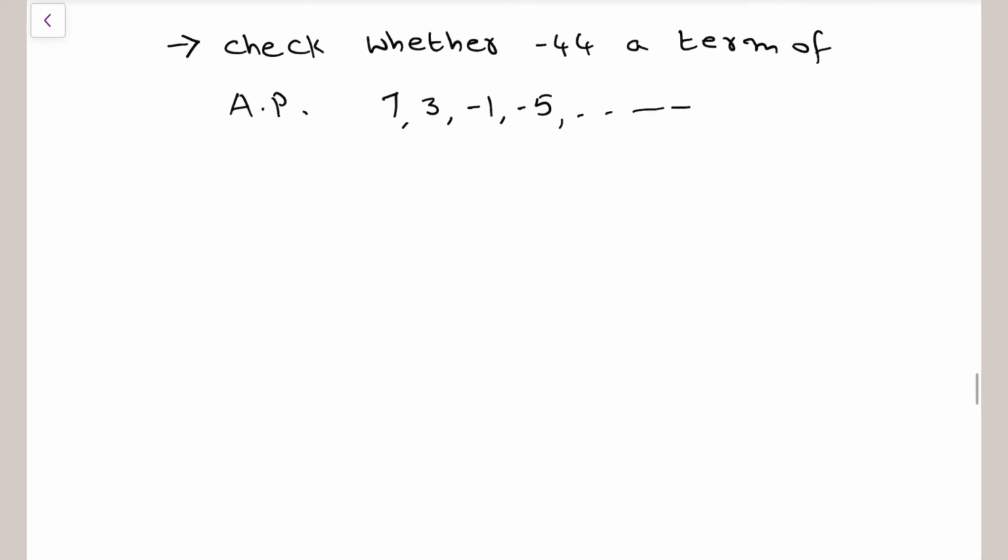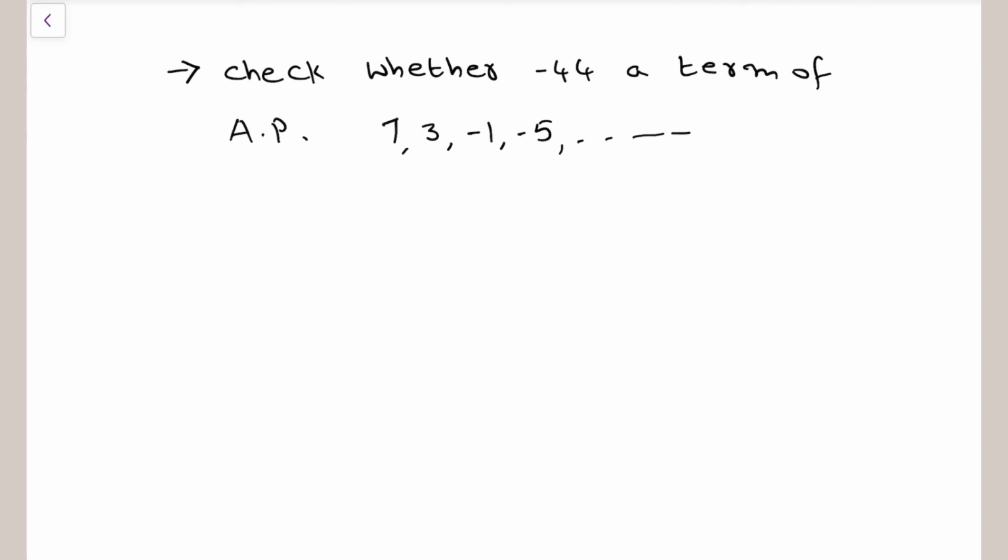Next, check whether minus 44 is a term of the given arithmetic progression 7, 3, minus 1, minus 5. Whenever they are asking to check whether a term is there or not in an arithmetic progression, the formula we will use is the nth term formula. An equals a plus n minus 1 into d.